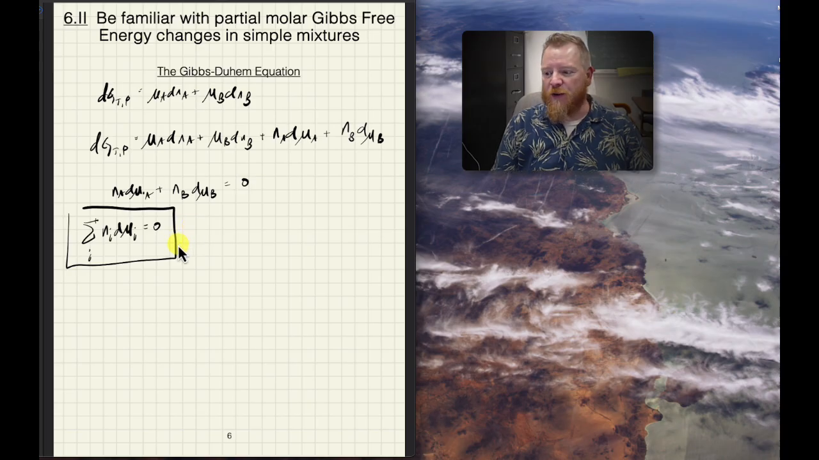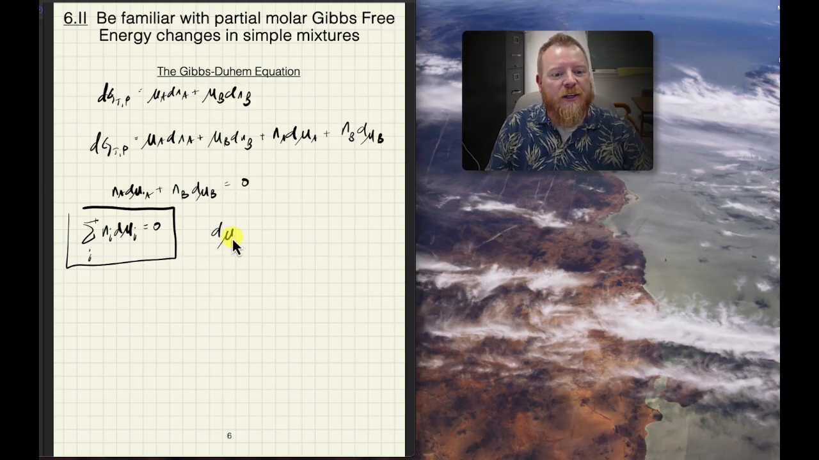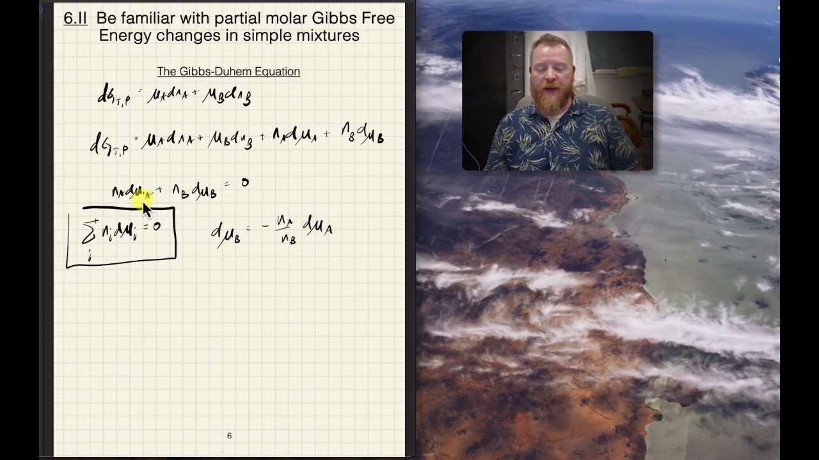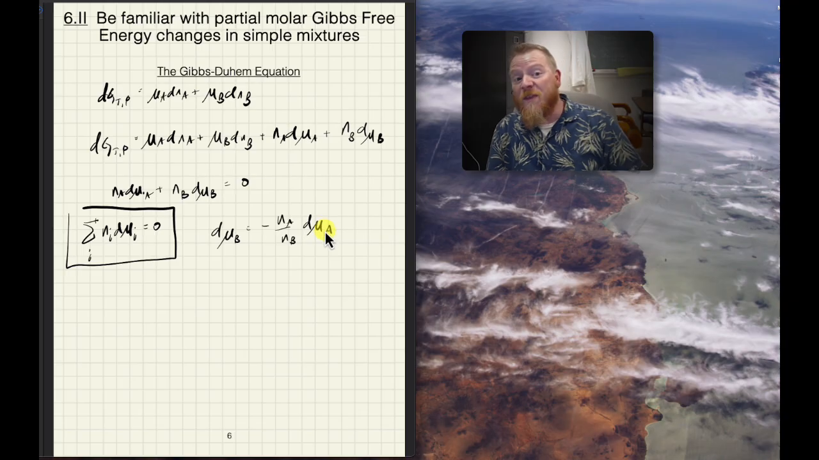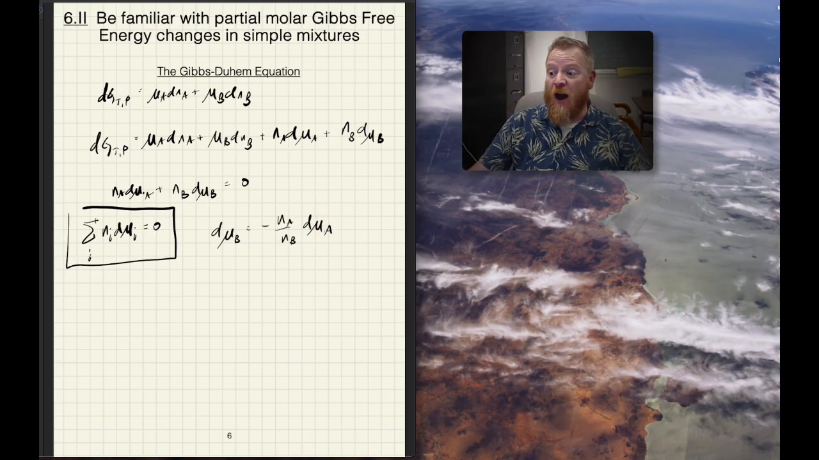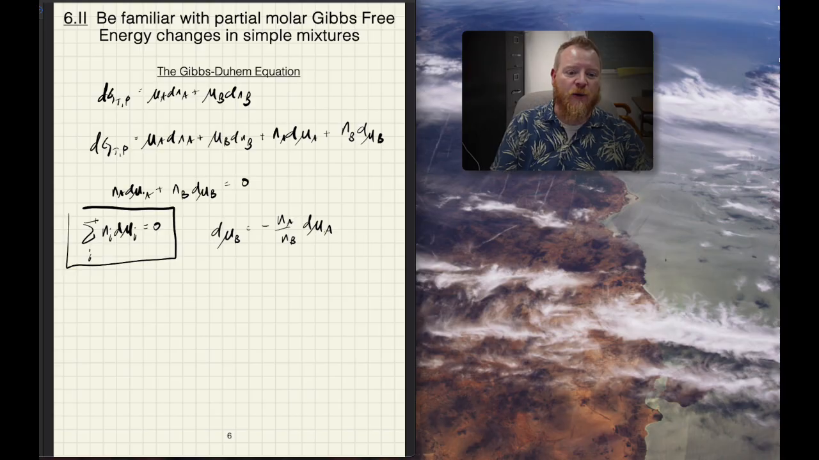Upon doing some algebraic rearrangement for this simple mixture, for example, we could say that changes in the chemical potential of B must equal negative NA over NB times d mu A, just from rearranging that algebraic expression. And there's an important point that comes from this, and that is we can't change the chemical potential of one of these things without changing the chemical potential of the other. So in effect, that's just like those graphs that we were showing before.